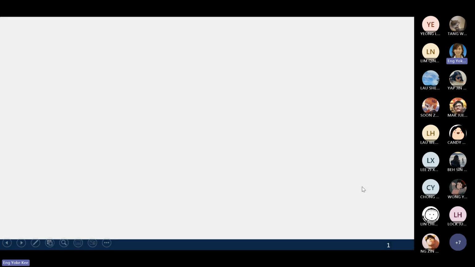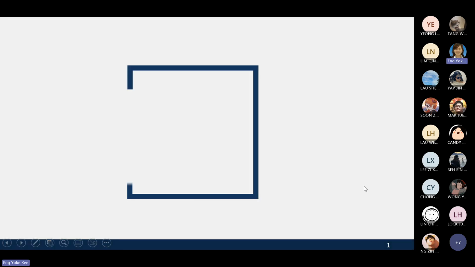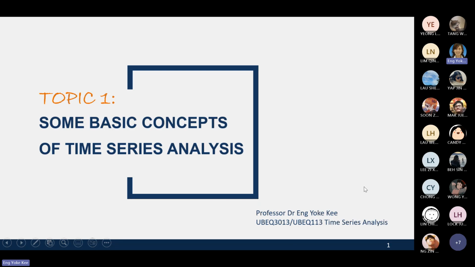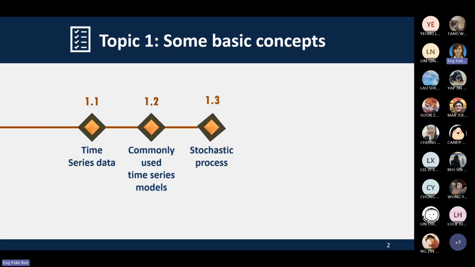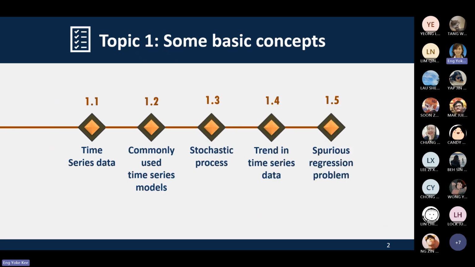Okay, so let's quickly revisit what we have learned last week. We discussed the first half of our topic 1. If you still recall, there are basically 5 different key focus. So let's look at this. Last week we talked about the data itself.